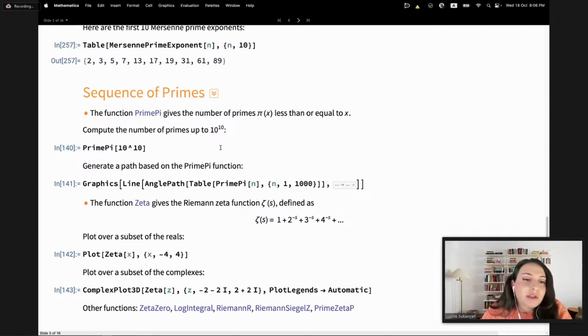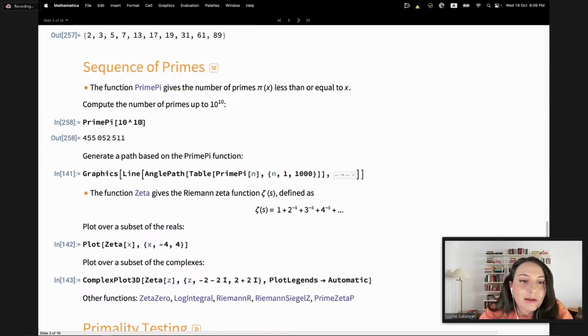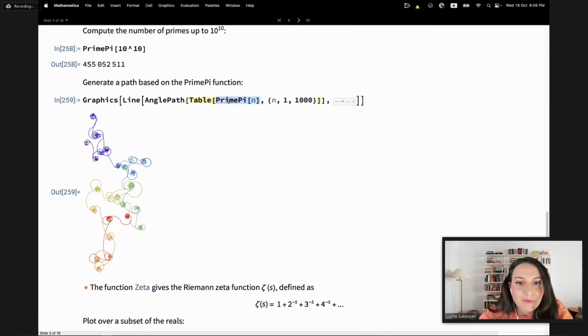With PrimePi, you can compute the number of primes up to 10 to the power of 10 by just doing this. So there are this many prime numbers less than or equal to 10 to the power of 10. Or we can have some fun and generate a path based on the PrimePi function. And here you go. This is the PrimePi function for values from 1 to 1000. And this is a nice sort of visual stuff here in the Wolfram language.